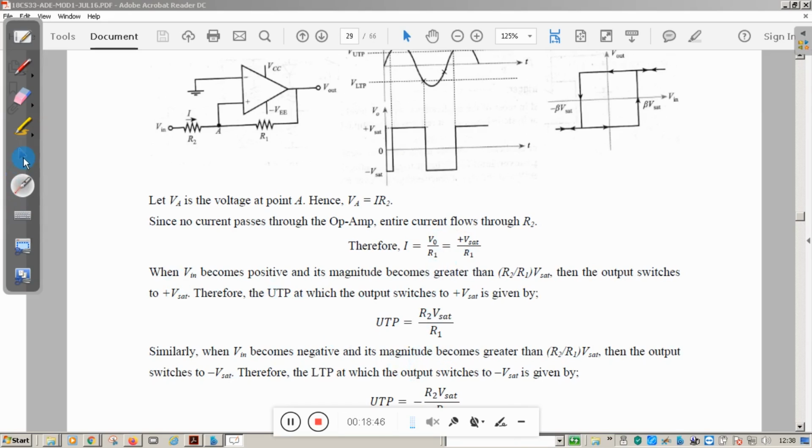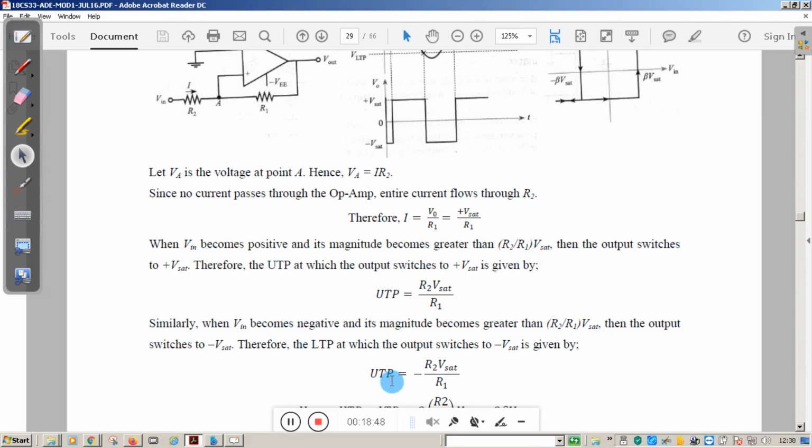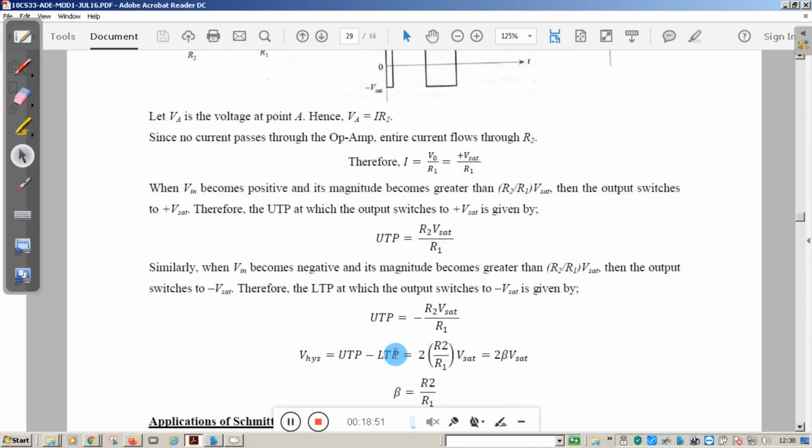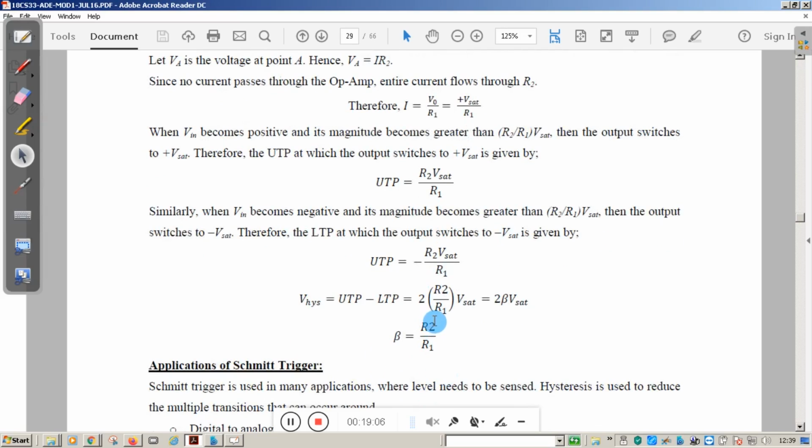And LTP is calculated here. LTP is minus R2 by R1 VSAT. And hysteresis is nothing but UTP minus LTP. When you substitute these, you will get 2 beta factor VSAT, where the beta factor is nothing but R2 by R1.